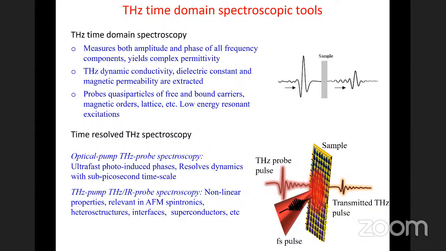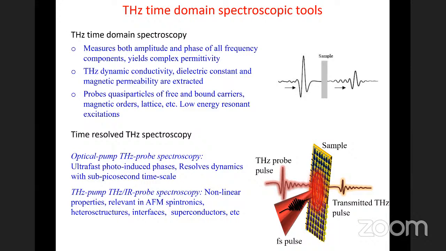So why terahertz time-domain spectroscopy? In transmission mode, where we measure both the amplitude and phase of all the frequency components, it yields a complex permittivity which does not need any Kramers-Kronig transformation. This is why this is popular, that we can directly get the information about the amplitude and the phase at all frequency components. And then it helps us extract the dynamic conductivity, dielectric constant, and the magnetic permeability, which reflect the basic properties of all the electronic and magnetic systems. And of course, it probes all the quasi-particles which are because of either the bound carriers or the free carriers or the magnons in the lattice, and other new exotic things which have evolved in the last few years.